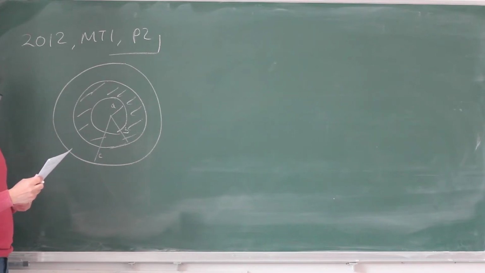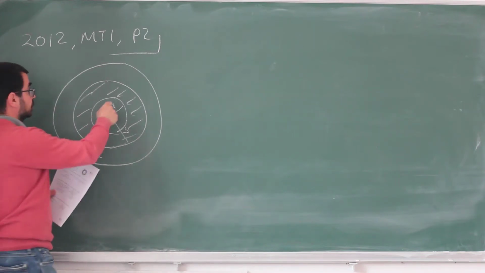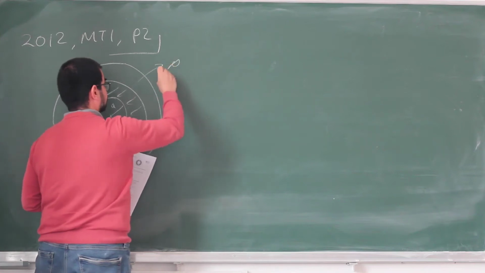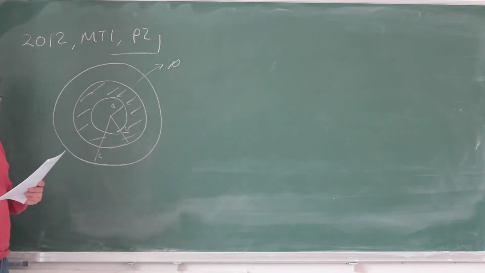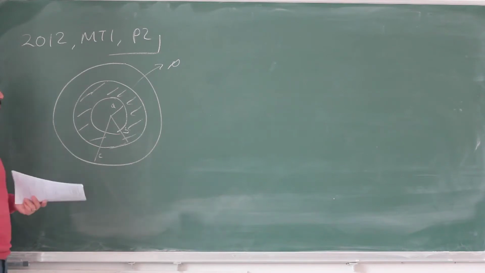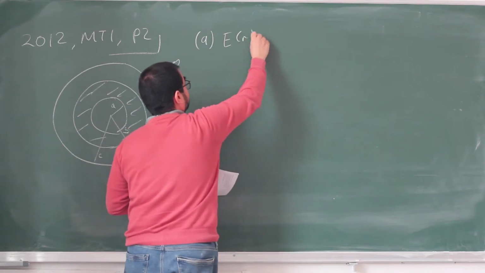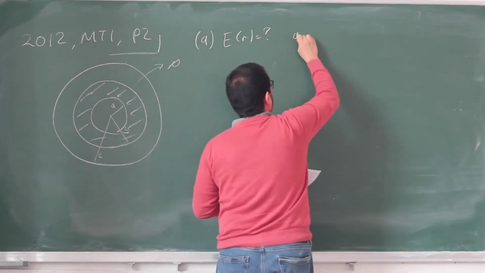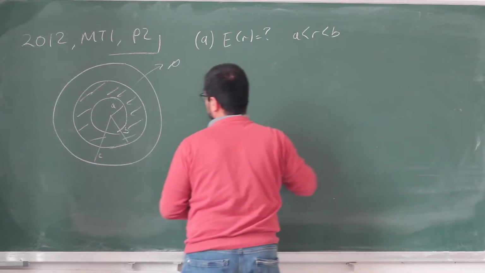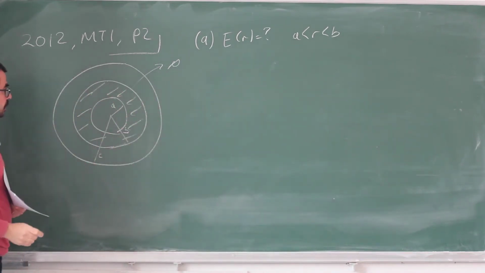They're saying this has uniform charge density rho. The inside spherical shell has uniform charge density rho, and the outside initially has no net charge. Express your answer in terms of all the given quantities. Using Gauss's law, find the electric field as a function of radius r for a less than r less than b. So they're asking for E of r for a less than r less than b, inside this inner non-conducting shell.